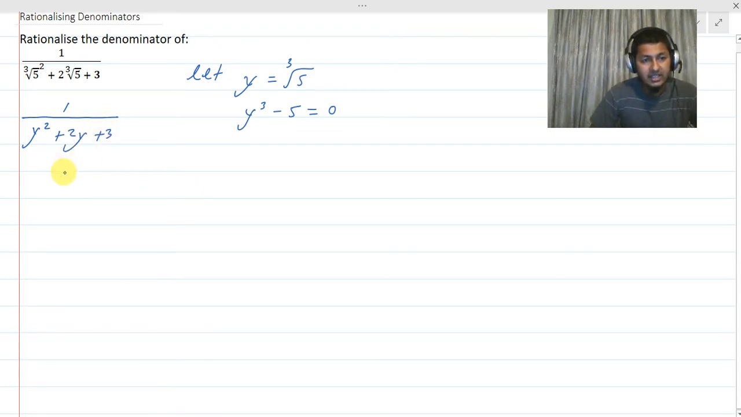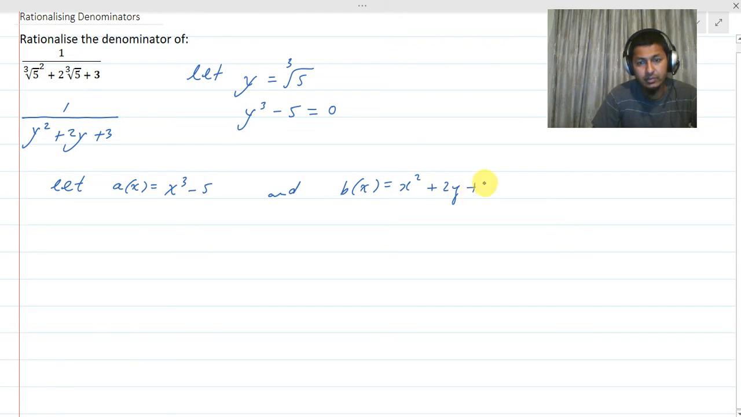Now what we can say is set up two functions. Let a of x be equal to x cubed minus 5 and b of x be equal to x squared plus 2x plus 3.